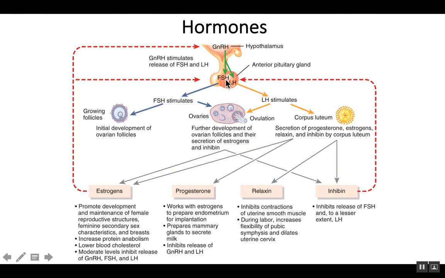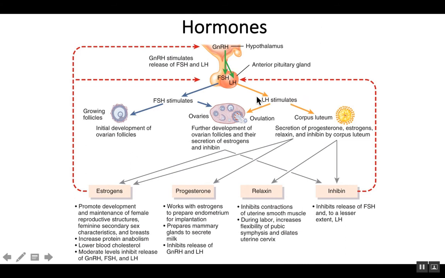FSH tells you what it does in a female. It stimulates the initial development of ovarian follicles, so it gets them started, and then further development of ovarian follicles as they progress towards that Graafian or mature stage. LH, what does LH do? Well, LH does 2 major things. It's going to trigger ovulation. And we're going to see when we get to the cycle, that's going to be about midway through the reproductive cycle. We're going to use day 14 as the day of ovulation.